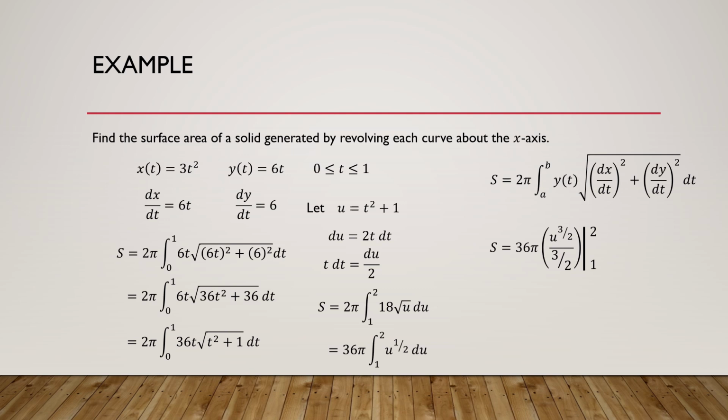36 divided by 3 over 2 is 24, times pi, times 2 to the 3 over 2 minus 1 to the 3 over 2. This simplifies to 24 pi times 2 square root of 2 minus 1, or approximately 137.86 square units, rounded to 2 decimal places.